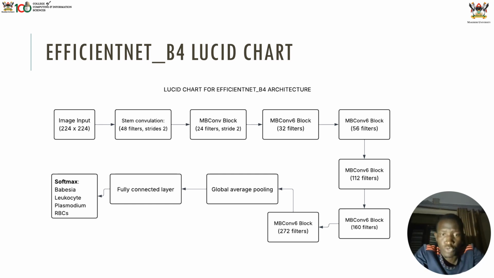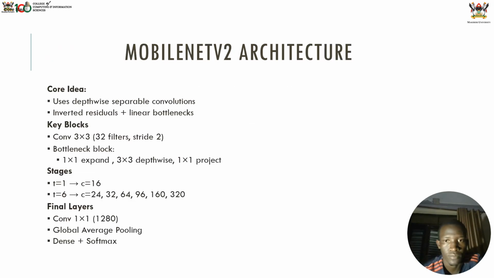Then from there we go to the global average pooling. This reduces the feature maps into a single vector, which helps us to reduce overfitting. Then our second model architecture is the MobileNetV2 architecture. Its core idea is that it uses depthwise separable convolutions.